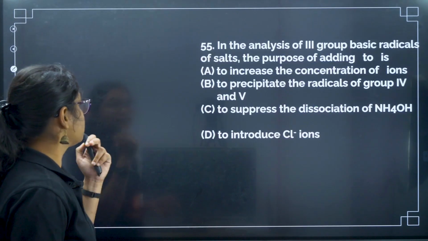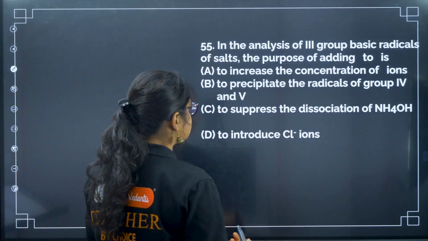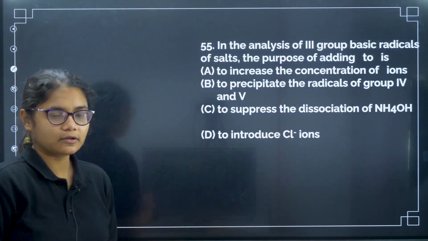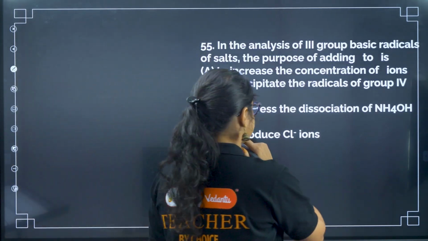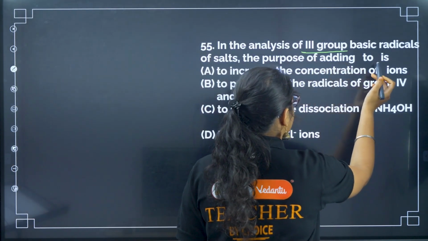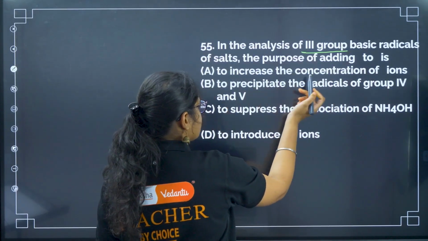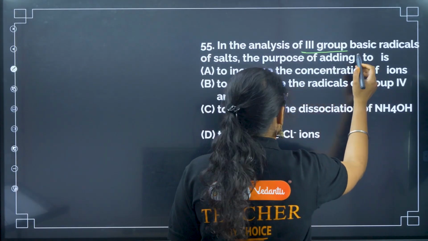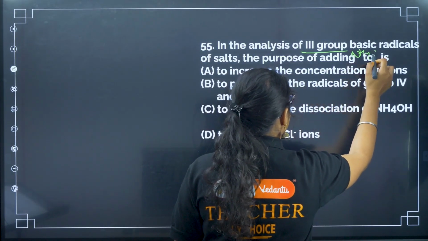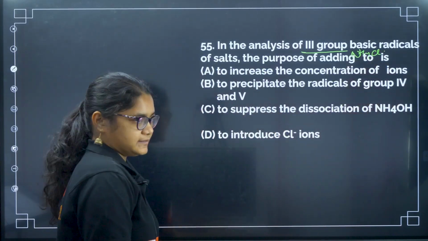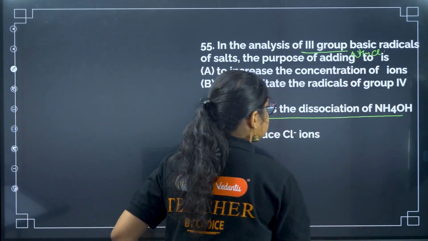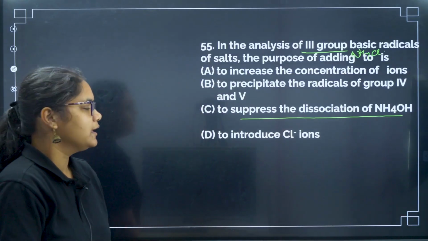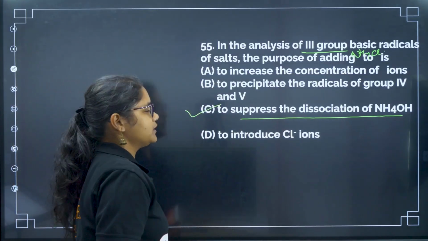Okay, next one. So this is again a little bit from ionic equilibrium part, where the KSP concept is there. In the analysis of group 3 basic radicals of salts, the purpose of adding NH4Cl to it is, okay. So when we add this one, what happens? It suppresses the dissociation of NH4OH. Okay, correct answer for this question is option number C.